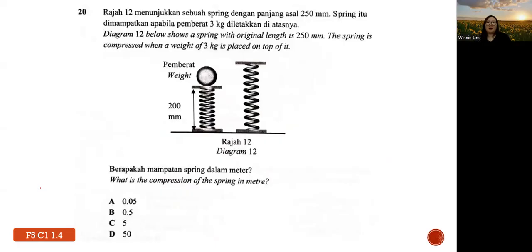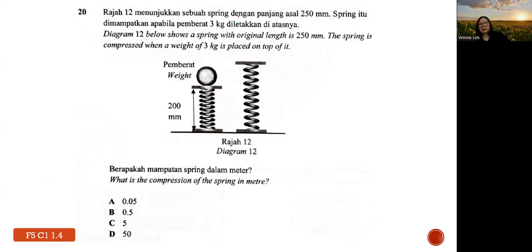Question 20 is the Form 5 elasticity topic. Diagram 12 below shows a spring with original length of 250 millimeter. The spring is compressed when a weight of 3 kg is placed on top of it. What is the compression of the spring in meter? They just want the answer in meter.